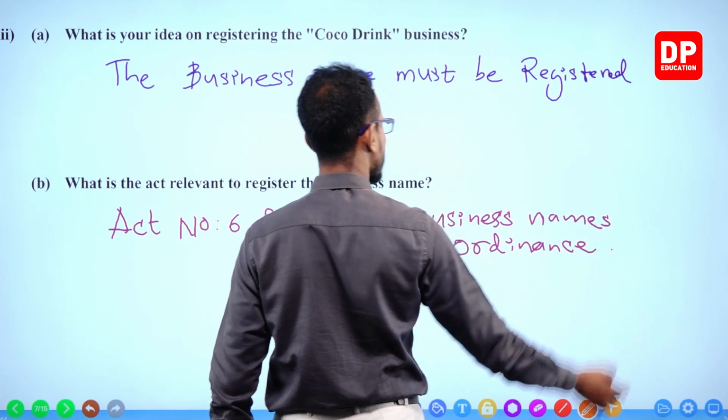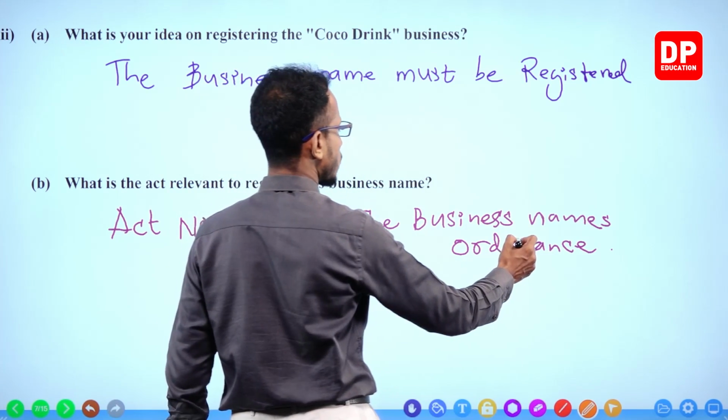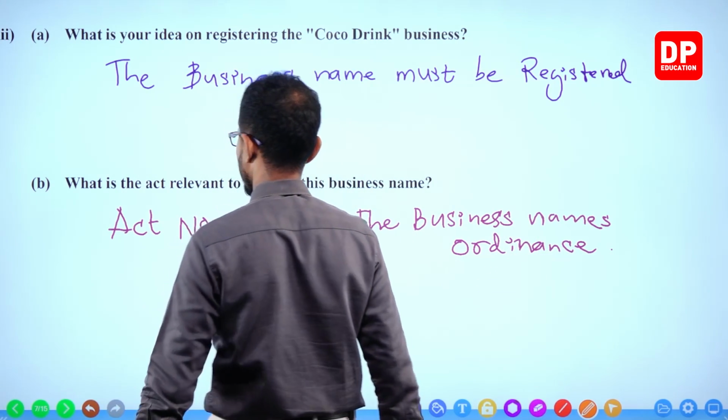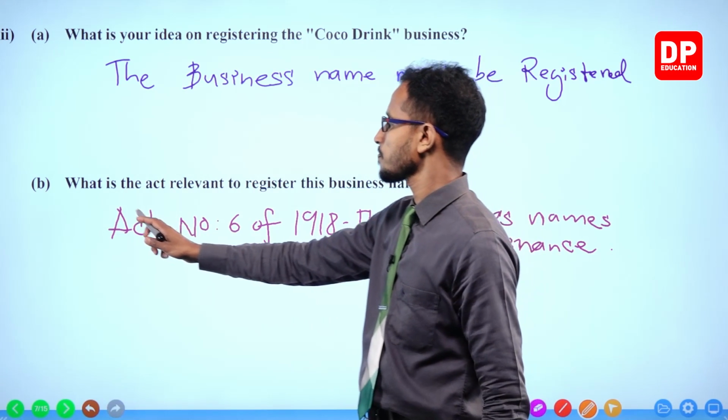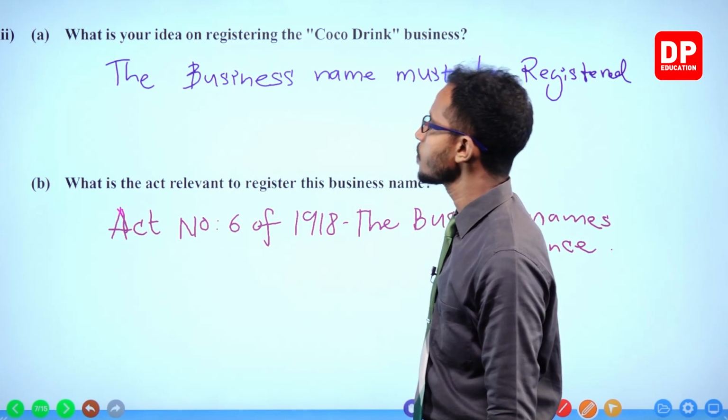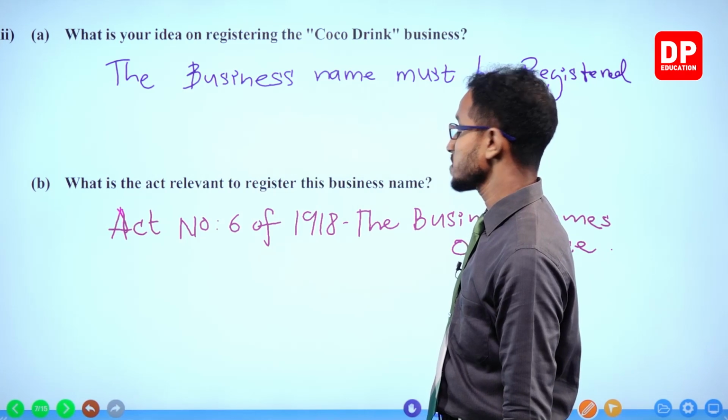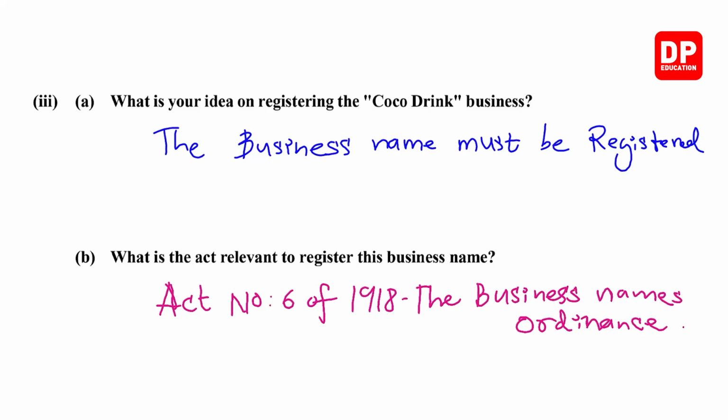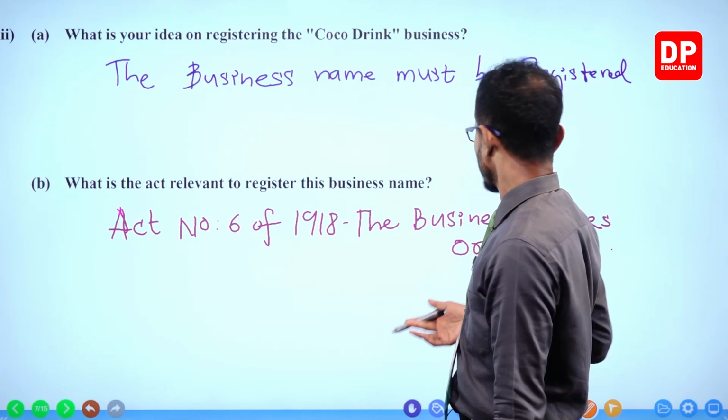Business names ordinance. That is the act registering the business name. The relevant act is Act number 6 of 1918. Correct? Next question.